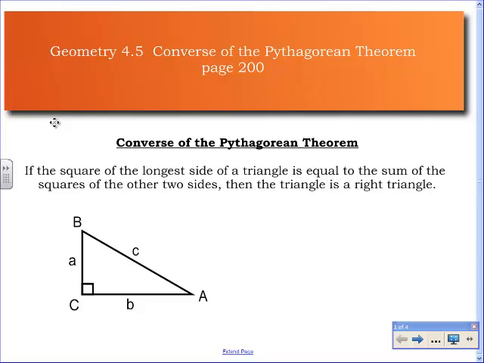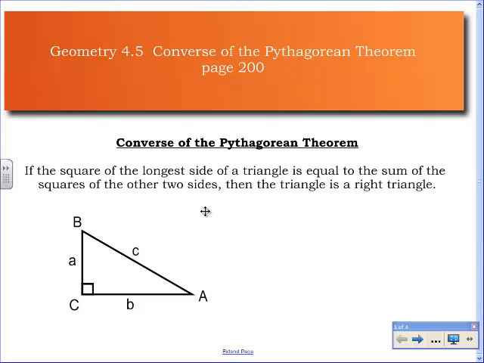In the converse, we're going to be given three sides, and then use their relationship to determine whether or not the triangle has a right angle. This theorem is really useful in helping to classify triangles by their angles, and it's also important in that it lets us determine angle measures from side lengths. So what is this awesome beast, you ask? It's the converse of the Pythagorean theorem.